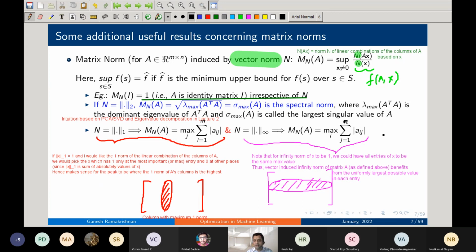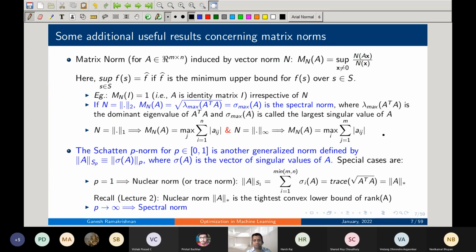What I would like, if you're clear about this, I'd like to leave you with 2 homeworks. One, I'm going to now define a generalization of the spectral norm, called the Schatten norm. The Schatten norm is a generalization.